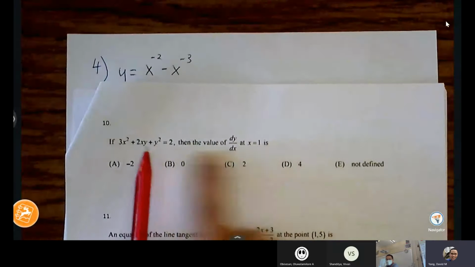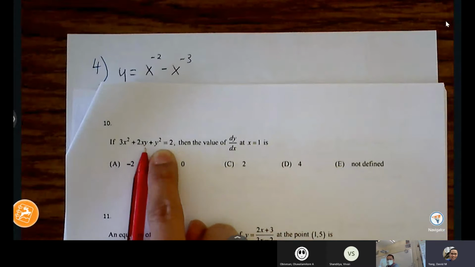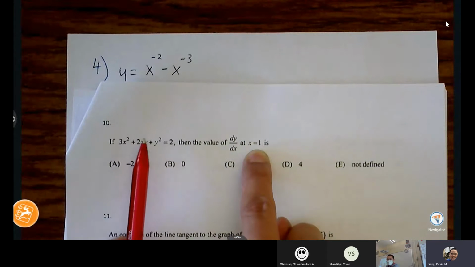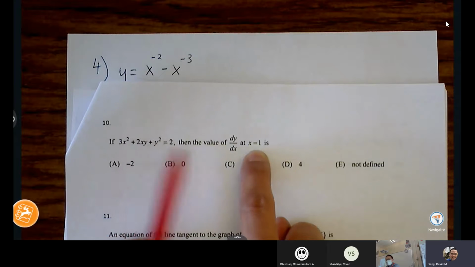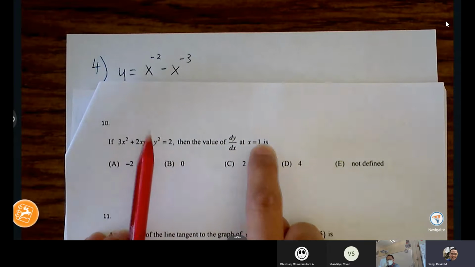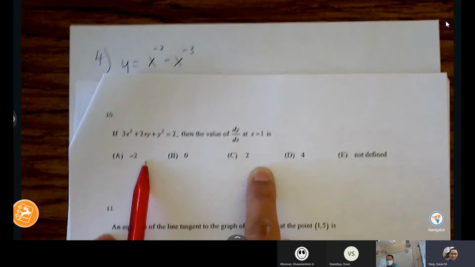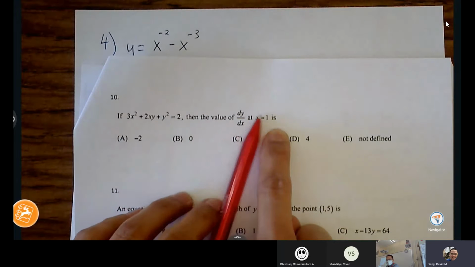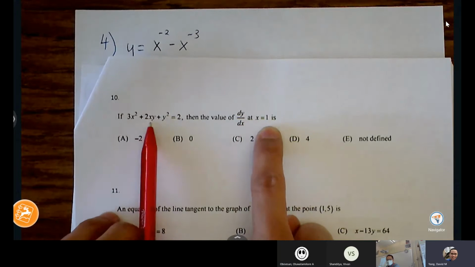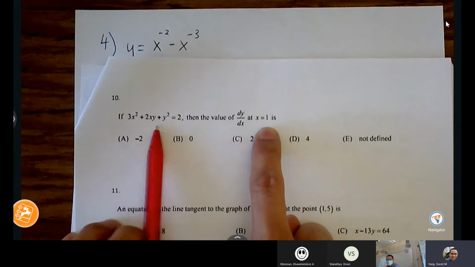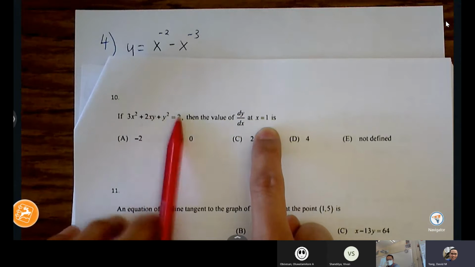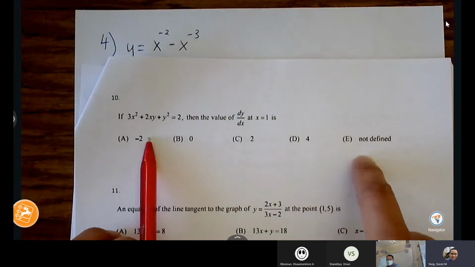All right, so this one is more implicit, and then using the x value to find the slope, and then plug in 1 to get the ordered pair, and then point slope. I'm sorry, no, this is just finding the slope. So plug 1 into the function to get the y value, and then implicit, plug in the x and y value to get the slope, and then your slope is your answer.